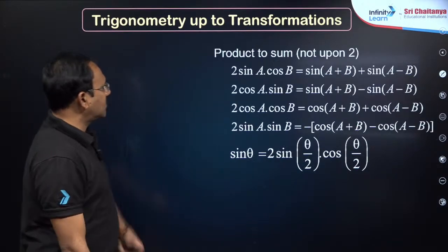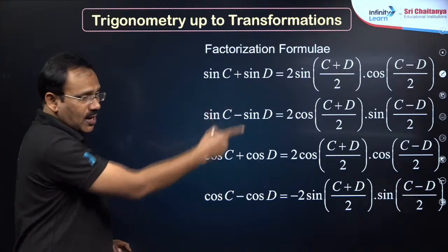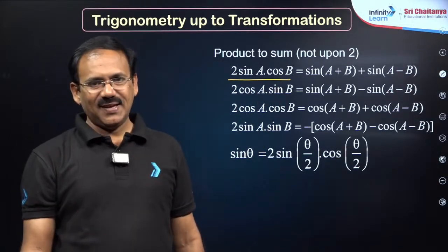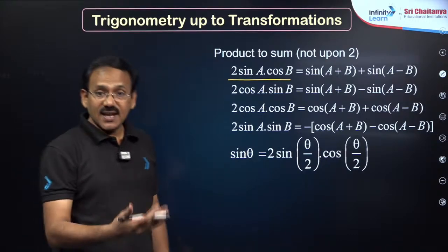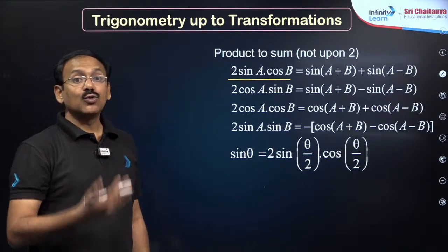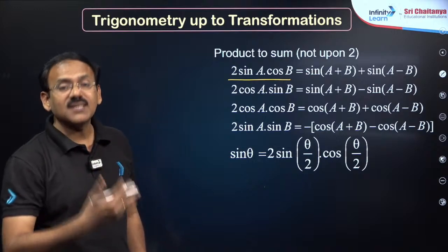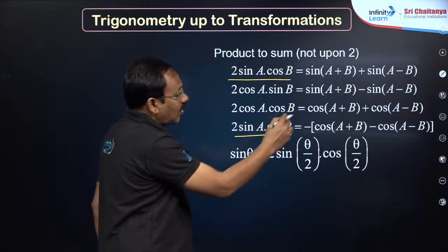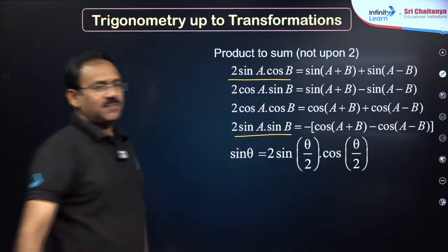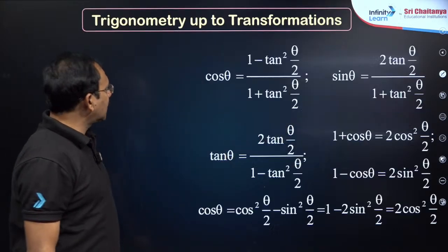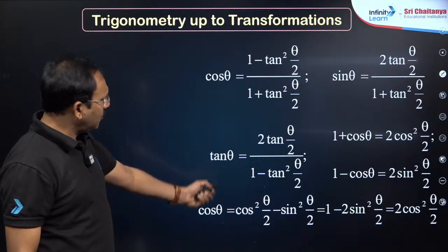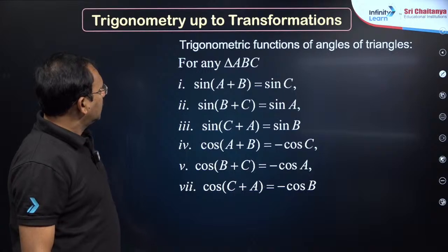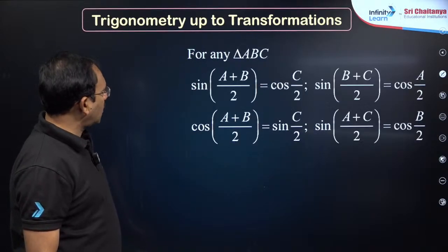Okay. Next, my dear friends, this will be product to sum. 2 sin A cos B means sin (A plus B) plus sin (A minus B). 2 cos A sin B is sin (A plus B) minus sin (A minus B). 2 cos A cos B is cos (A plus B) plus cos (A minus B). 2 sin A sin B means cos (A minus B) minus cos (A plus B). Okay. These are the formulae for transformations. These are the same routine formulae, just written differently. It's not a big deal. This is not so important.